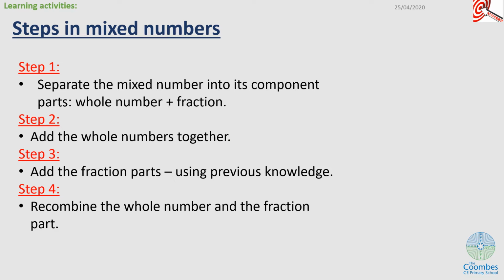There are some steps in adding mixed numbers. Step 1. Separate the mixed number into its component parts, the whole number part and then the fraction part. Second, add the whole numbers together. Third, add the fraction parts using previous knowledge. And the fourth step is to recombine the whole number part and the fraction part.